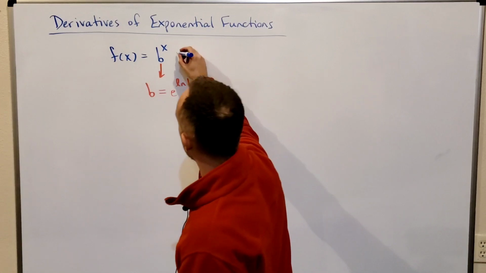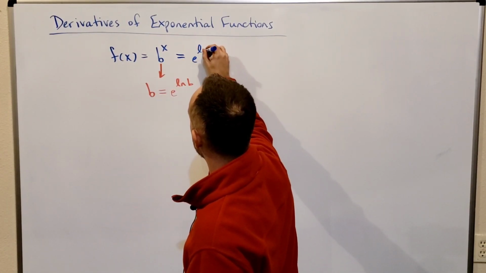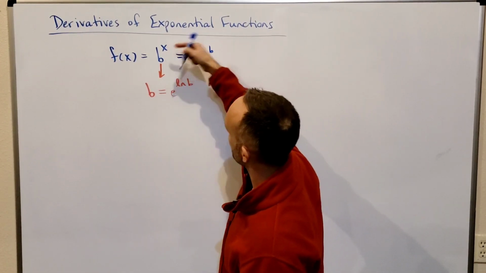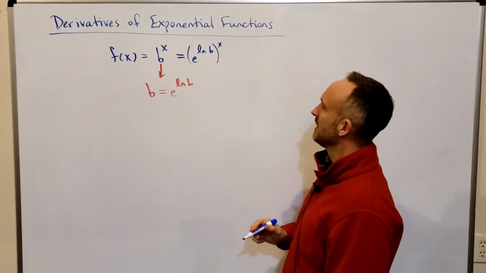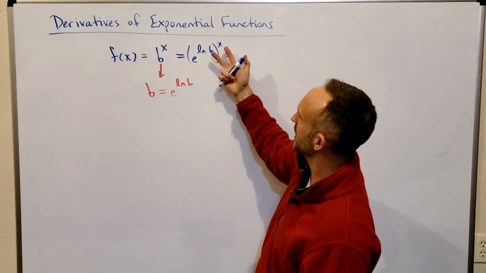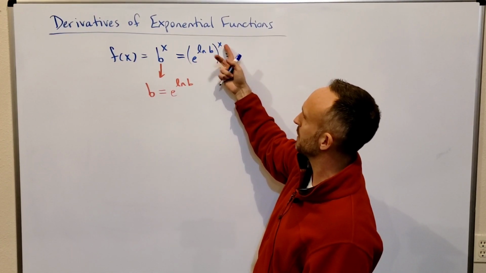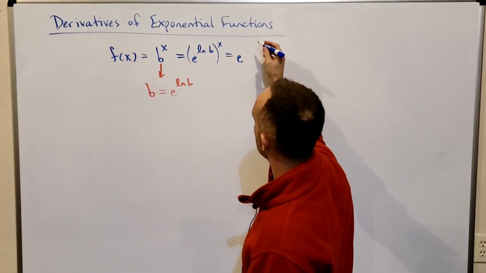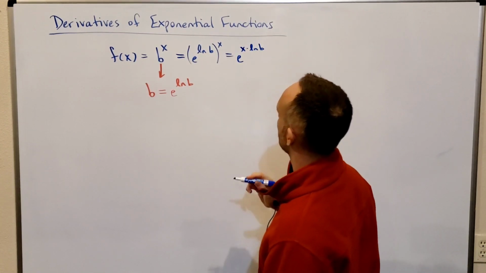So if I rewrite this, I can rewrite b as e to the natural log of b power. That's just the b part. I still have to raise that to the x power. And then, using properties of exponents, when you've got an exponential raised to another power, you multiply the exponents. So this is the same thing as e to the x times the natural log of b.